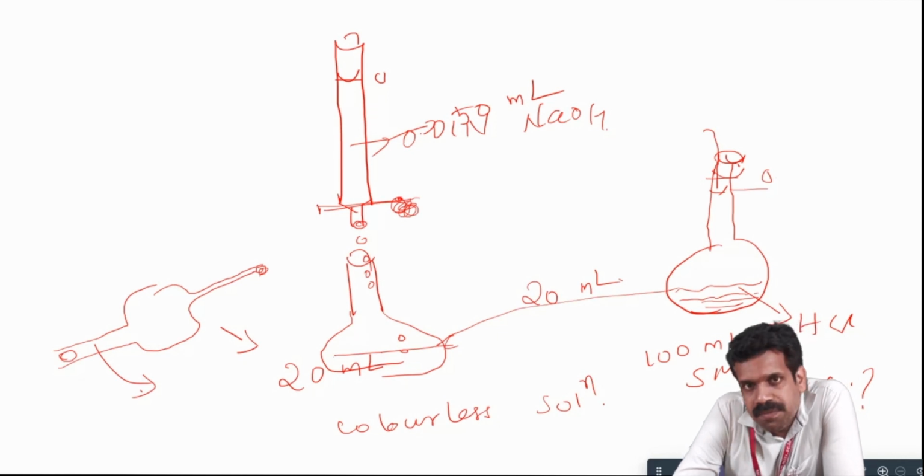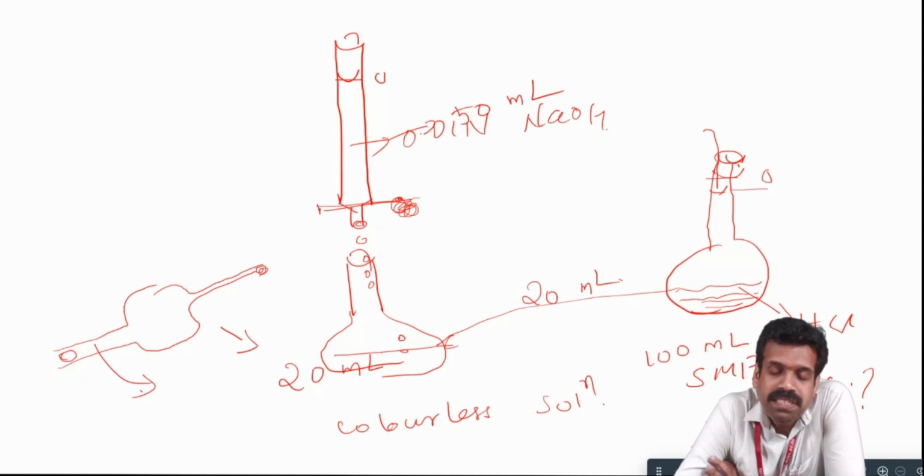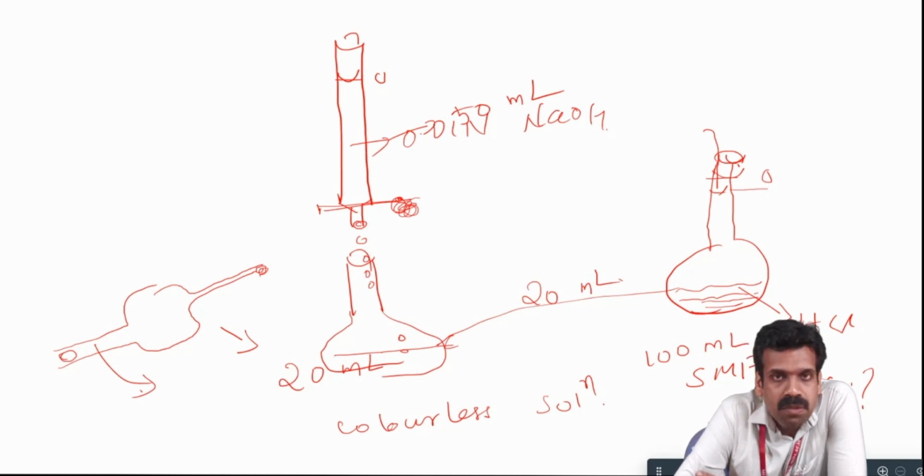And in the SMF, you have the HCl solution, which is the analyte solution. And you have to make up the solution by adding distilled water. You prepare the solution up to 100 ml. Then pipette out 20 ml of the analyte solution into a clean conical flask. Then add 2 drops of the indicator.